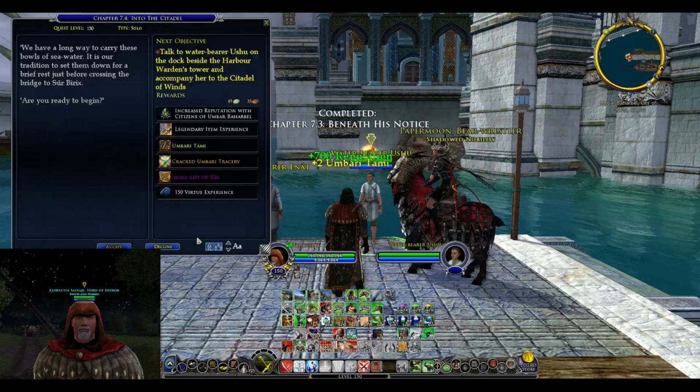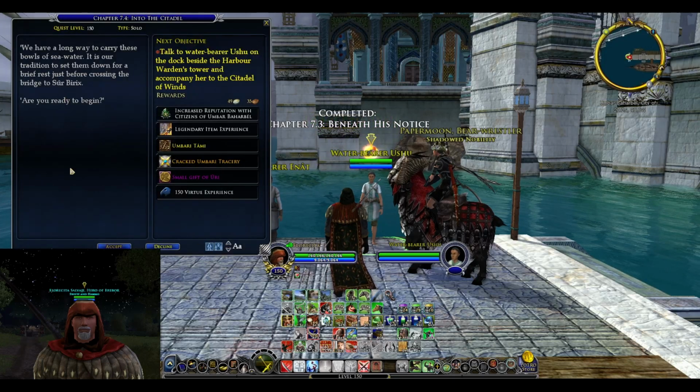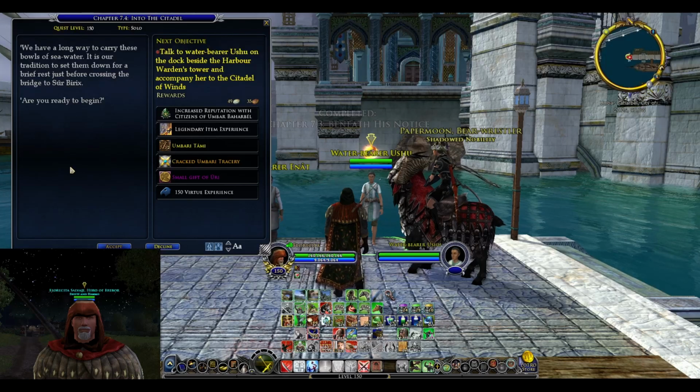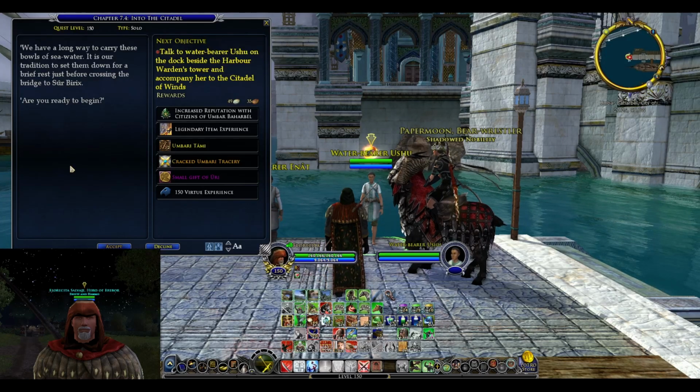Finish now. We have a long way to carry these bowls of seawater. It is our tradition to set them down for a brief rest just before crossing the bridge to Sir Brex. Are you ready to begin? Okay.